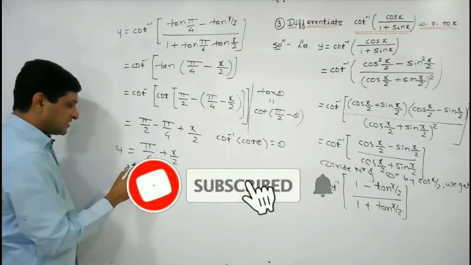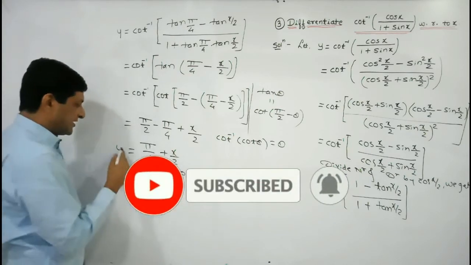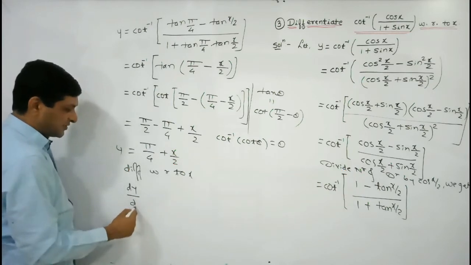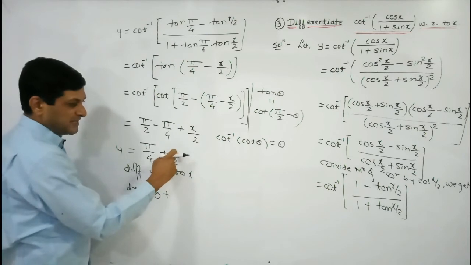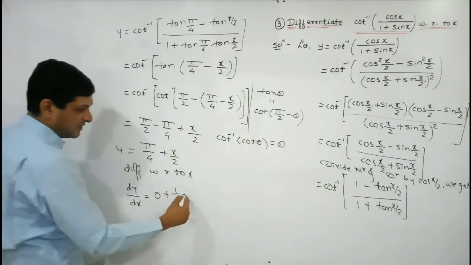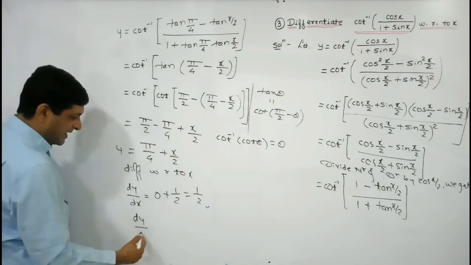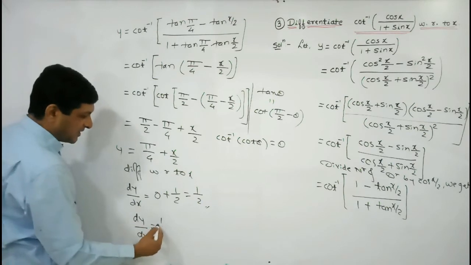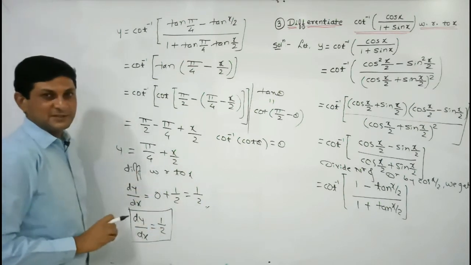Now differentiate it with respect to x. Derivative of y is dy upon dx. On this side, derivative of the constant term is 0. Derivative of x is 1, and its coefficient is 1 by 2. 1 into 1 by 2 will be equal to 1 by 2. Means here we can say that dy by dx will be equal to 1 by 2, which is nothing but the differentiation of this given function.